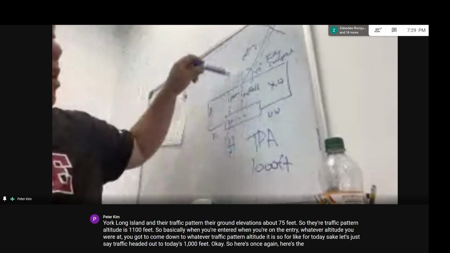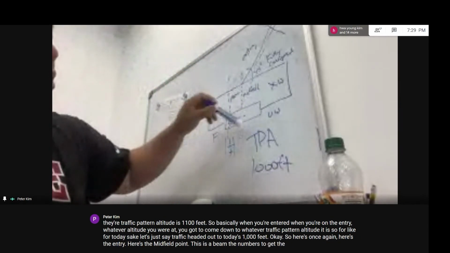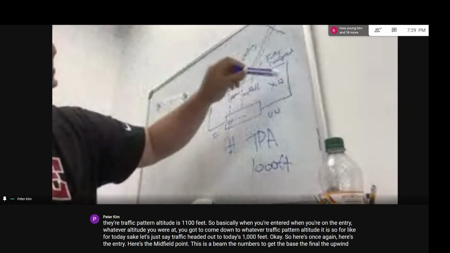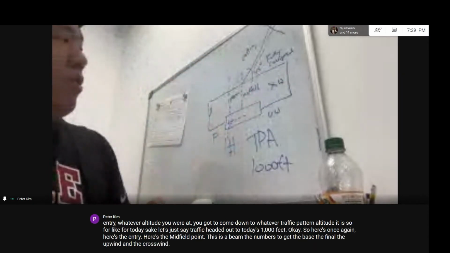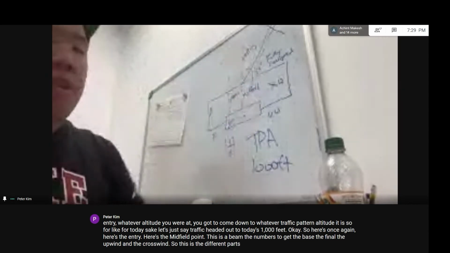So once again, here's the entry. Here's the midfield point. This is abeam the numbers. You've got the base, the final, the upwind, and the crosswind. So these are the different parts of the airport.